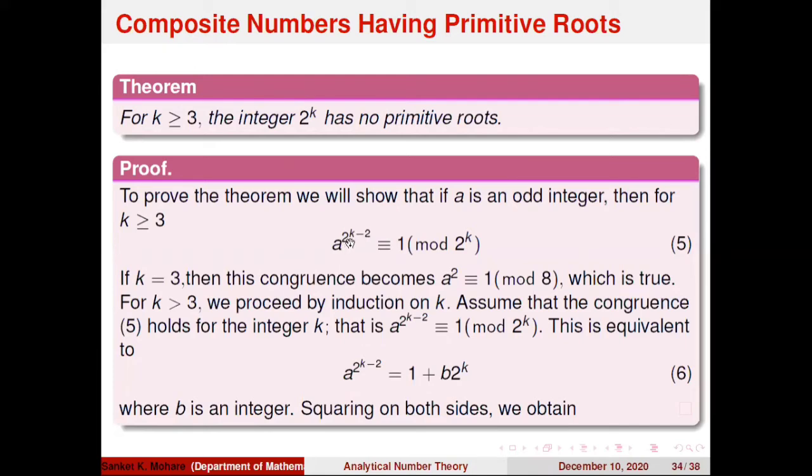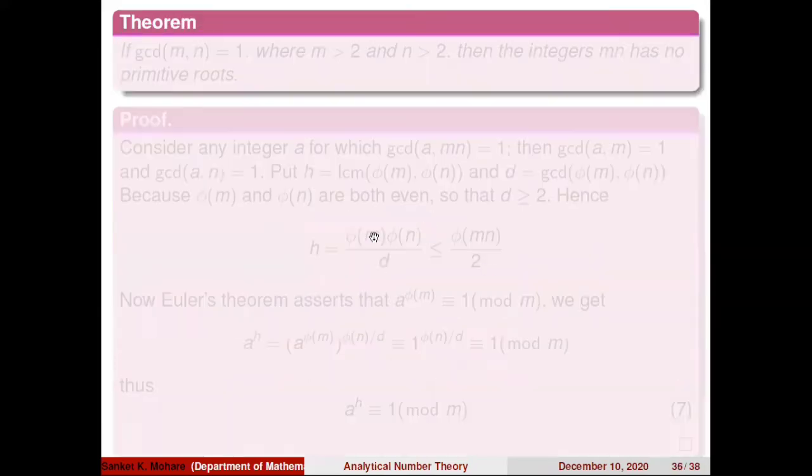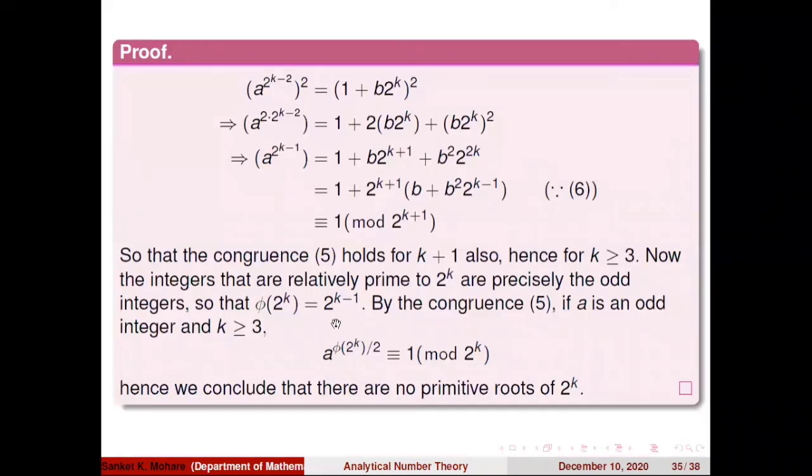How could I write 2 to the power k minus 2? I can write this as 2 to the power k minus 1 into 2 to the power minus 1, because minus 1 minus 1 is minus 2. So 2 to the power k minus 2 can be expressed as 2 to the power k minus 1 into 2 to the power minus 1. So using that, what is the value of 2 to the power k minus 1? That is phi of 2^k.